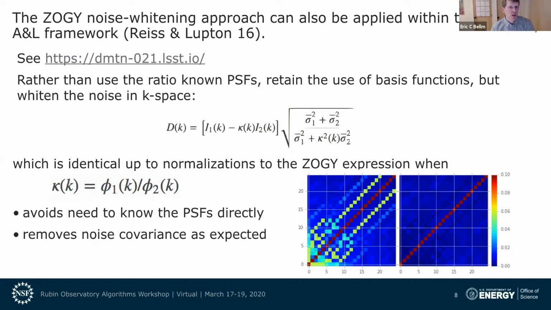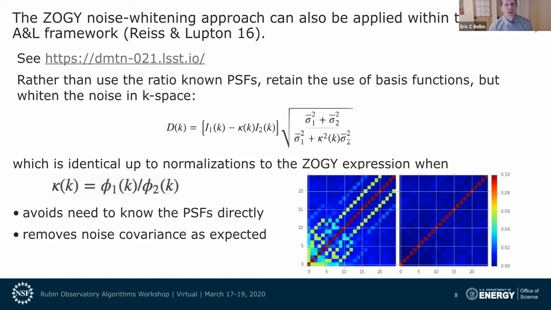It's the same expression, just whether you're using a basis function expansion of the kernel or the ratio of the PSFs. And so in this framework, you don't need to know the PSFs directly, and we see in both simulated and real data that you're removing a lot of the noise covariance as you'd expect.